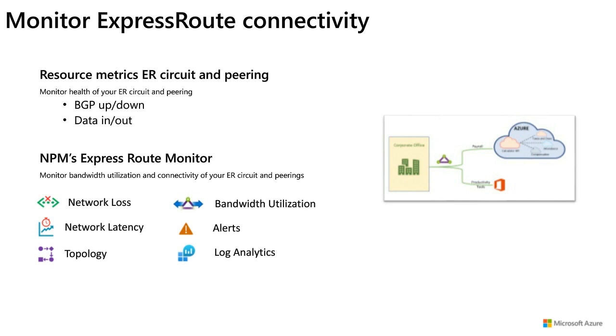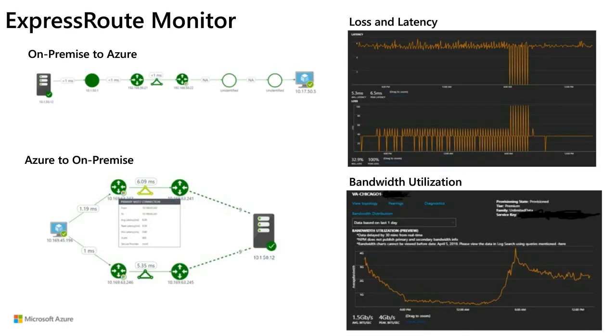Now, using ERM, you can see topology from both on-prem to Azure and vice versa, from Azure to on-premise. As you can see in the first image, ExpressRoute monitoring depicts hop-by-hop latency, and the Microsoft edge, the provider edge, and the circuit visualized in the middle.